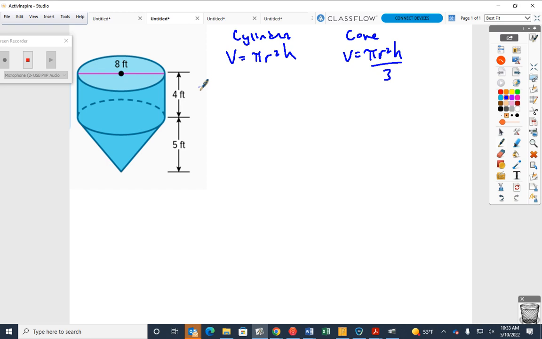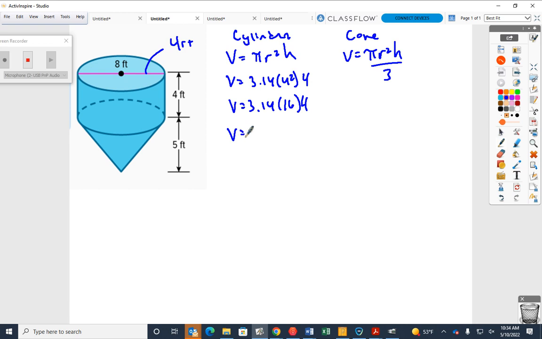So let's look at this first one. Am I given a diameter or a radius here? Diameter, so I need to turn this to a radius. If the diameter is 8, what is the radius? 4. So I have a radius of 4 feet, and I can plug that in here. Volume equals 3.14 times 4 squared. I'm only concerned with the height of what? The cylinder, which in this case is 4. So volume equals 3.14 times 16 times 4.